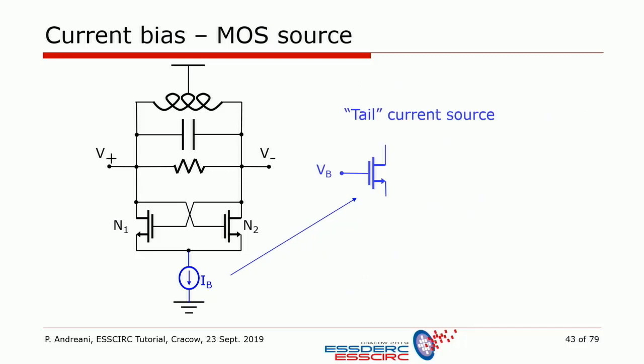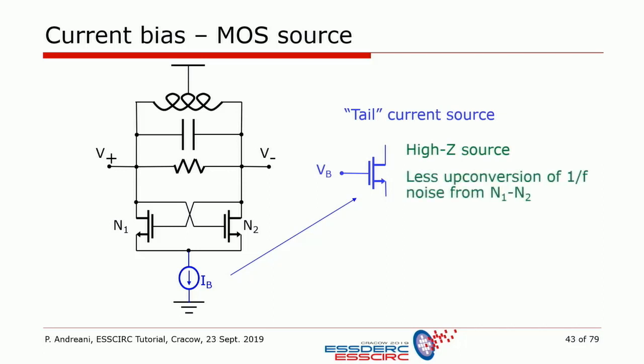Or you can go the other way around: an active current source with a transistor, and obviously this is a high impedance source. That's great. So there's less conversion of 1/f noise from the cross-coupled pair. Okay, but it does generate its own 1/f noise, which can actually be very substantial.